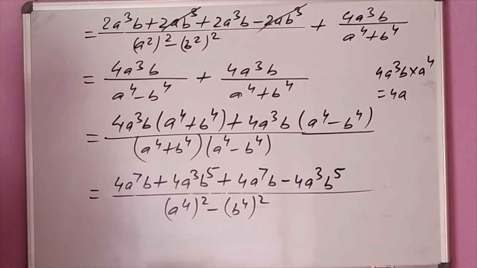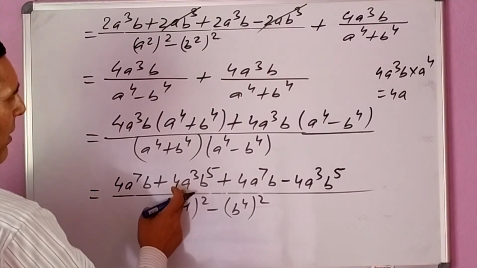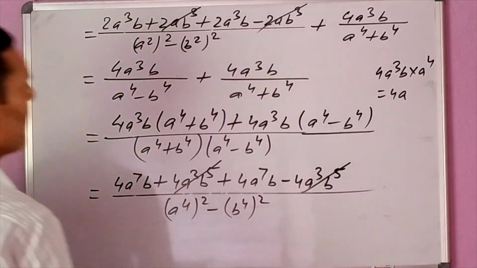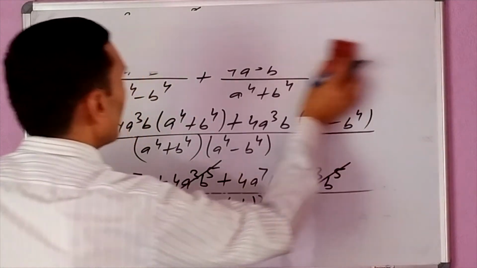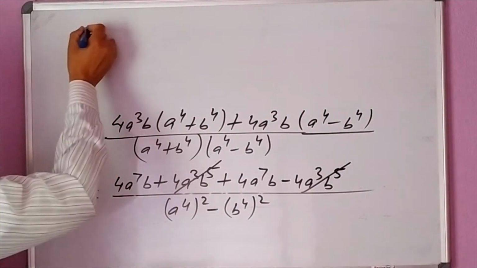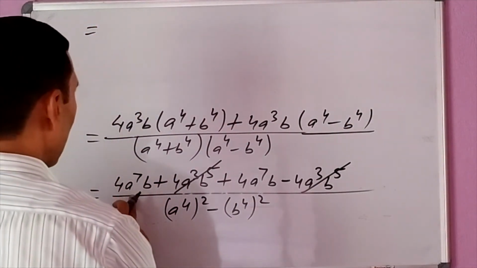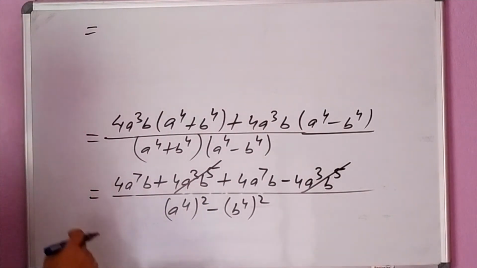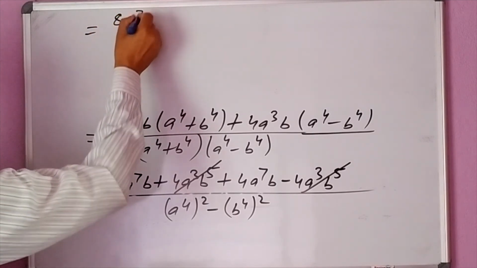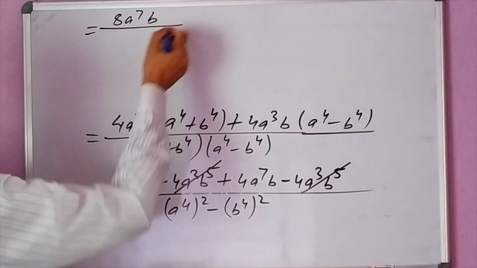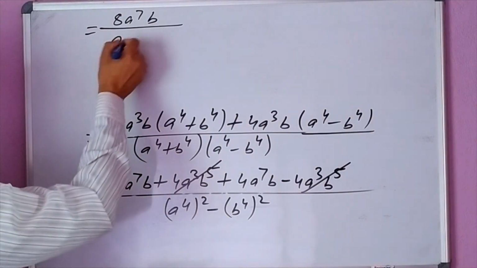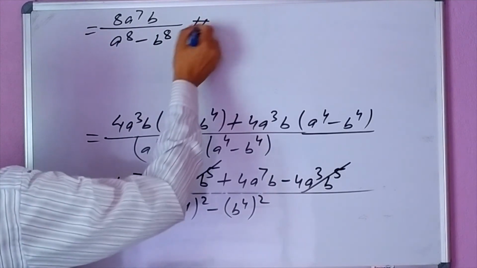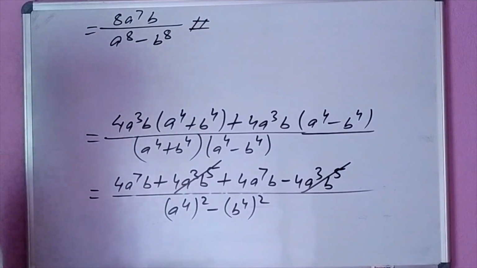Now this 4a cube b power 5 plus 4a cube b power 5 minus, so finally 4a power 7 b, 4a power 7 b like terms added together, 4 plus 4, 8a power 7 b upon a power 8 minus b power 8. So this is the required answer. Thank you. Bye bye.